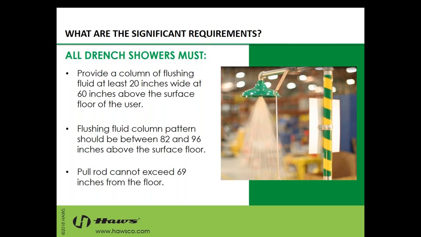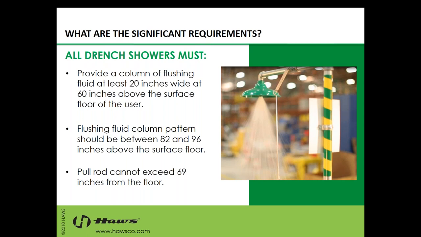Now, the flushing fluid column pattern needs to be between 82 inches and 96 inches above the surface floor. This is important because if that shower head's too high, it's dispersing the water too wide and it is not going to rinse your body appropriately. At 82 inches, it may be too close, and it may not be reaching you shoulder to shoulder. It may not cover your entire body. So within that range, we're making sure that your entire body is covered by the water.